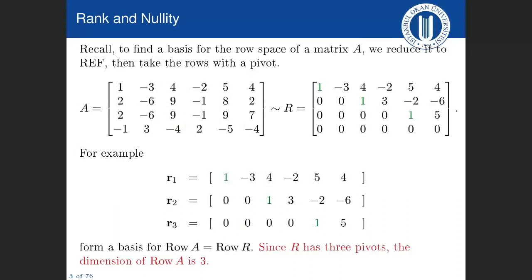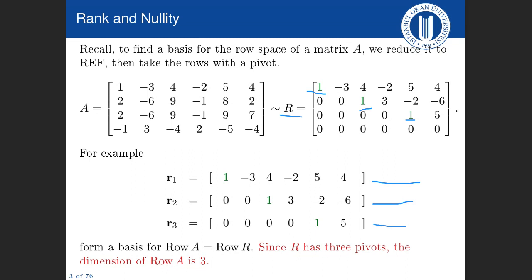Now, recall that if we're trying to find the row space of a matrix A, what we do is we reduce it to REF, row echelon form, and then we take the rows with a pivot. For example, the matrix A is row equivalent to the matrix R, and the matrix R has 3 pivots. First row, the second row, and the third row have a pivot in them. So these are the rows we take. We take row 1 of capital R, row 2 of capital R, and row 3 of capital R.